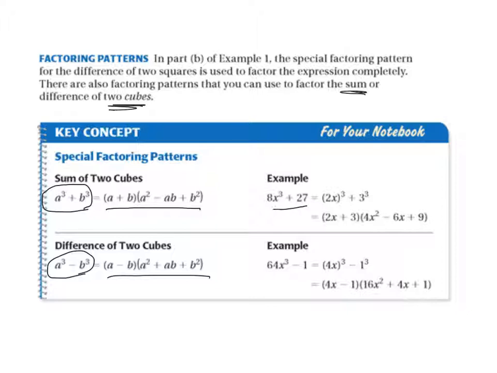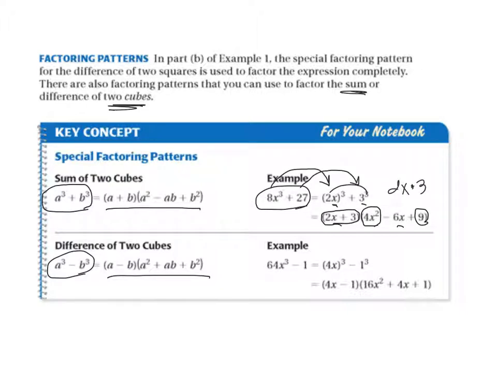My example here is 8x cubed plus 27. 8x cubed is a perfect cube. It's 2x times 2x times 2x. And 27 is a perfect cube. It's the same as 3 times 3 times 3. So if you see I have a 2x here and a 3 there, I can write 2x plus 3. And then 2x squared is 4x squared. 2x times 2x is 4x squared. And 3 times 3 is 9. In the middle is 2x times 3.